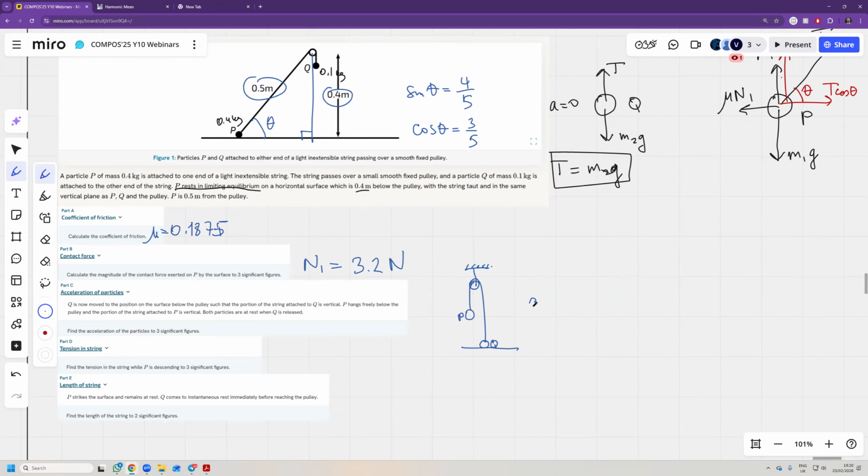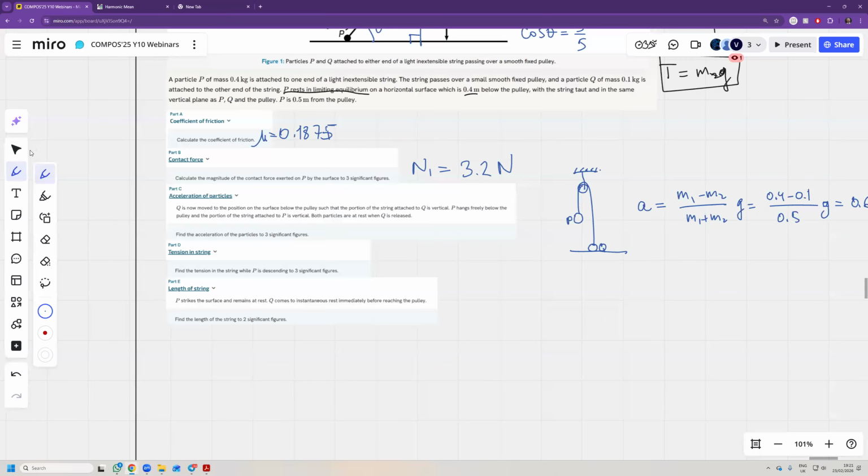Well, we already know the formula actually. So it's m1 minus m2 divided by m1 plus m2 times g. So 0.4 minus 0.1 divided by 0.5, times g, which is 3/5 g. So 0.6 g, which is 6 meters per second squared. Perfect. Oh, that was easy.